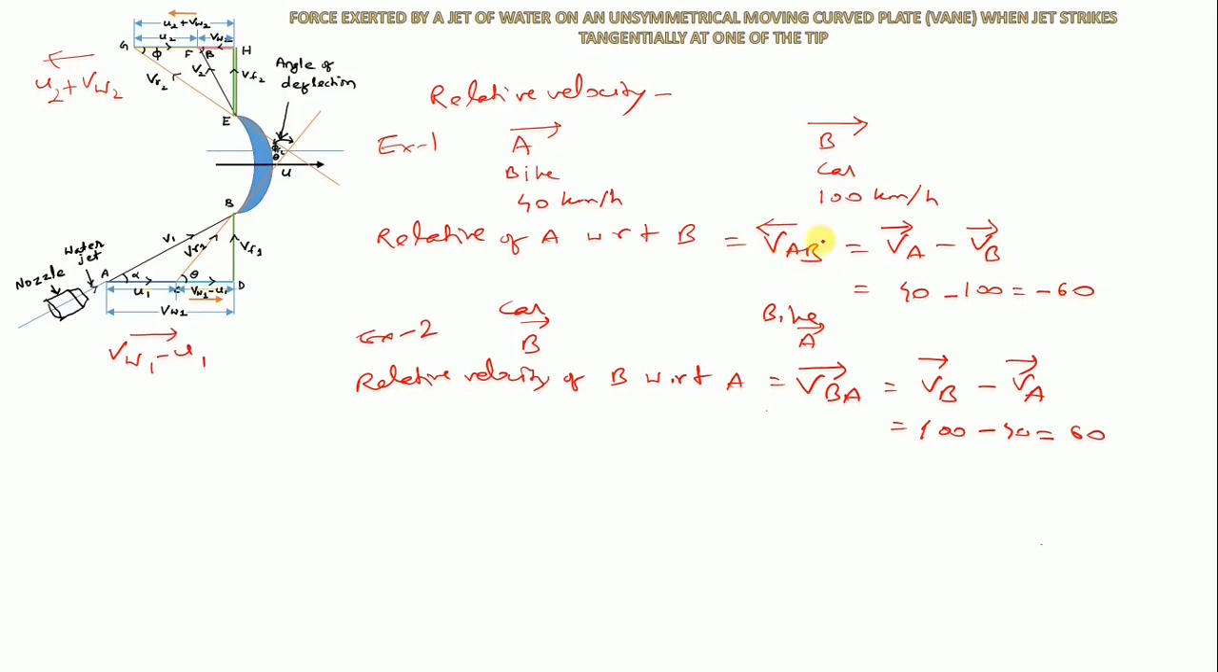That means this object A is going away from the object B. In example 2, both are in the same direction, but the velocity of B is more than the velocity of A. So VBA is equal to VB minus VA. Here the value is positive 60, so the direction will be in this direction. If there is a negative value, then that will be in the opposite direction.